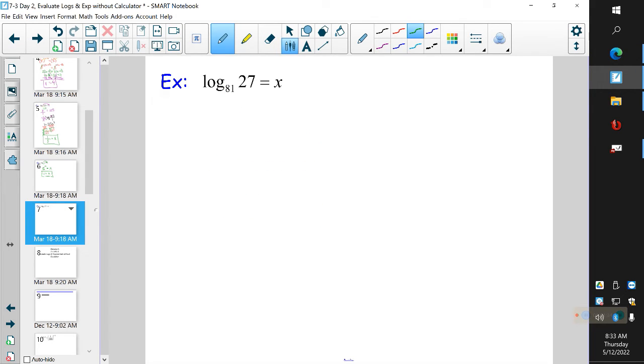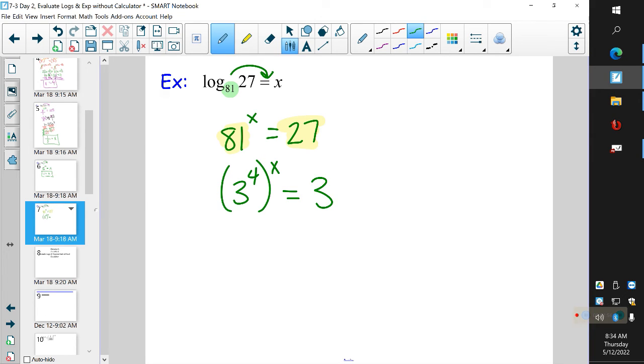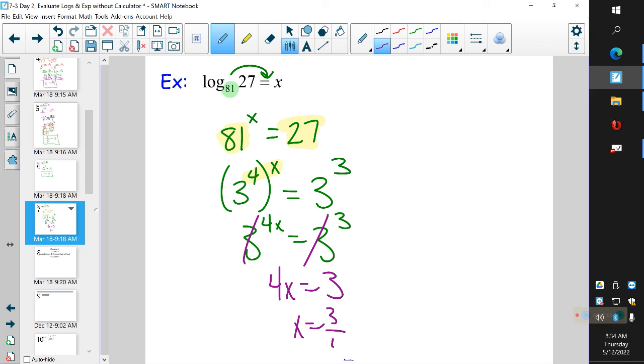Last example I'm going to do is going to be log base 81 of 27 is equal to x. The base of this logarithm is 81, so I have 81. Look across the equal sign to grab your exponent, and that is equal to 27. Now, these two numbers, 81 and 27, have to have the same base. So 81 we know to be 3 to the 4th, and 27 is 3 cubed. Multiply these exponents together, set the bases equal to each other, and you have 4x is equal to 3, so x is equal to 3/4.